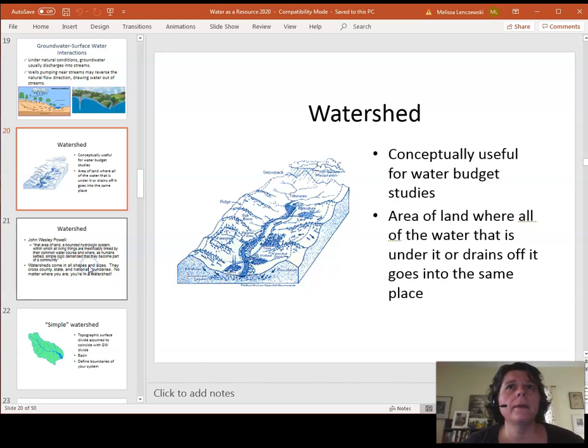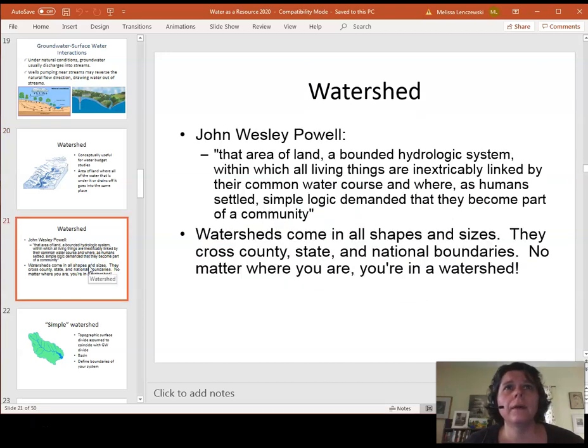So this is generally a surface water or near-surface issue, not so much an issue with groundwater. So watersheds, as John Wesley Powell said, that area of land, a bounded hydrologic system within which all living things are inexorably linked by their common water source, and where, as humans settle, simple logic demands that they become part of a community. So watersheds come in all sizes and shapes.